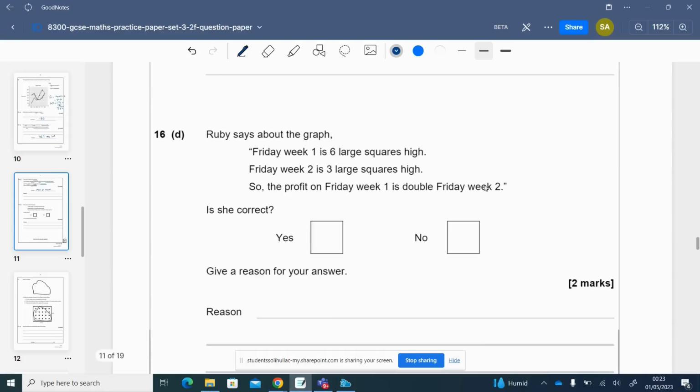Okay, 16D, Ruby says about the graph, Friday week 1 is 6 large squares high, Friday week 2 is 3 large squares high, so the profit on Friday week 1 is double Friday week 2. Is she correct? Okay, the answer, so if we go back and see, the answer for this is no, because 200 is not double of 140.